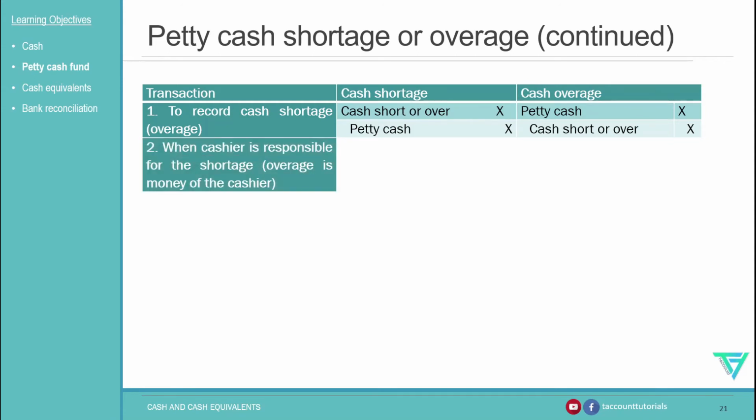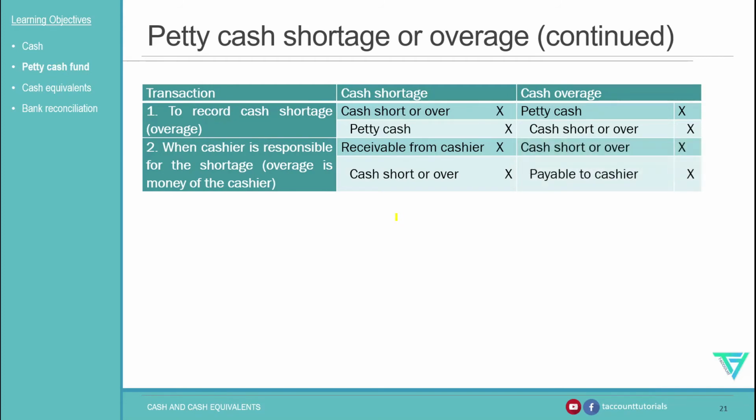Next, what if the result of investigation reveals that the cashier is responsible for the shortage, or if the overage is the money of the cashier? For the cash shortage, we debit receivable from cashier and credit cash short or over. For cash overage, debit cash short or over and credit payable to cashier.